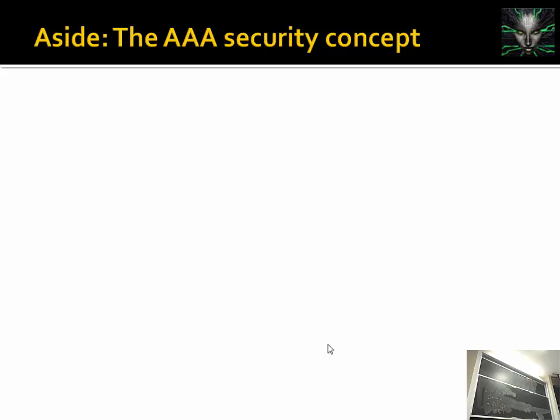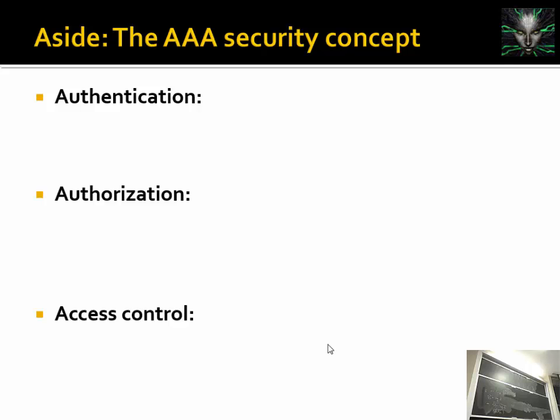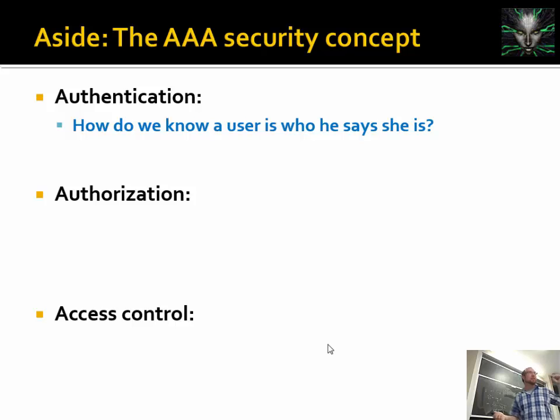Let me talk to you a little bit about a general security concept. It's the AAA concept. Authentication, which I'm sure you've seen, and then authorization and access control. You've seen these words, anyone here? Anybody have any idea what they mean, really? They just sound like these complicated words that the military uses. Anyway, what they mean is that authentication means that you want to convince yourself that this user is who they say they are, right?